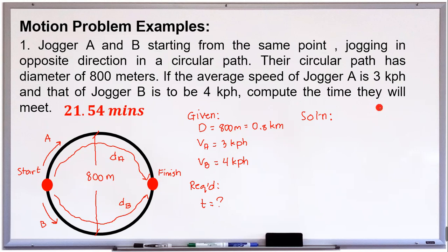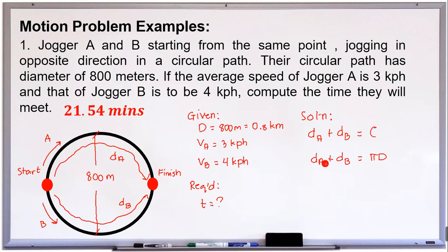So that would be, distance covered by jogger A plus the distance covered by jogger B is simply equal to the circumference of the circular track. So that is dA plus dB is equal to pi d. So this is the formula in calculating the circumference of a circle.